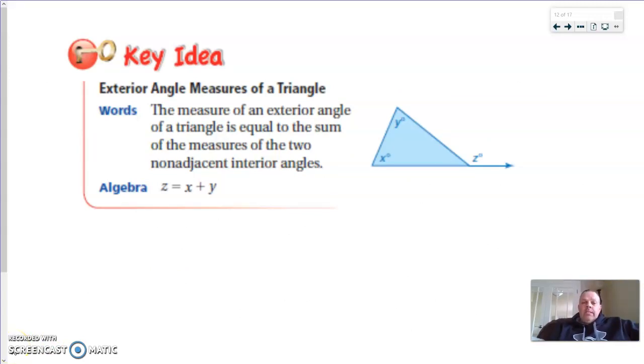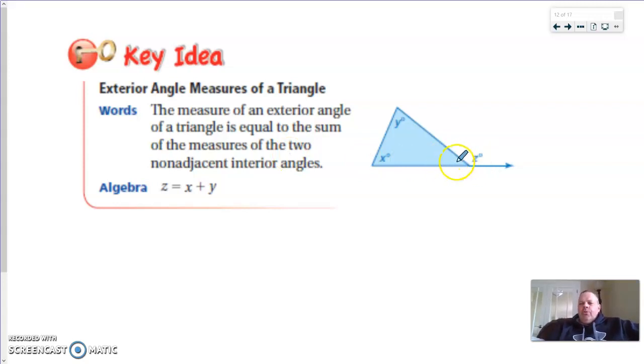Our next key concept is something that is new. We're talking about exterior angle measures of a triangle. The measure of an exterior angle of a triangle is equal to the sum of the measures of the two non-adjacent interior angles. So what does that mean?